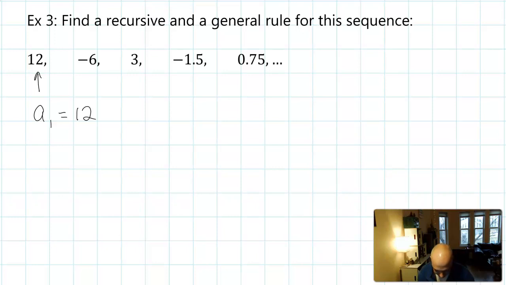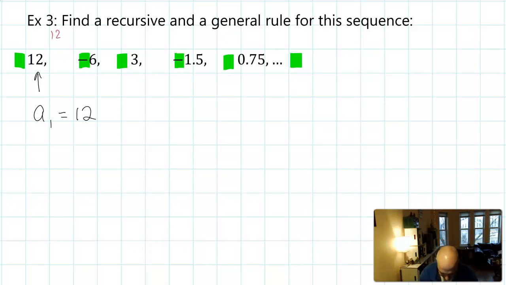I'm going from 12 to negative 6, and then up to 3, and then down to negative 1.5, and then up to 0.75. So there's a lot of stuff going on here. The first thing I would notice is that it feels like the negatives are not really part of the same pattern as what's going on with the numbers. I feel like I have a positive, negative, positive, negative, positive, and the next term would probably be negative. So I'm going to sort of ignore the negatives for a second.